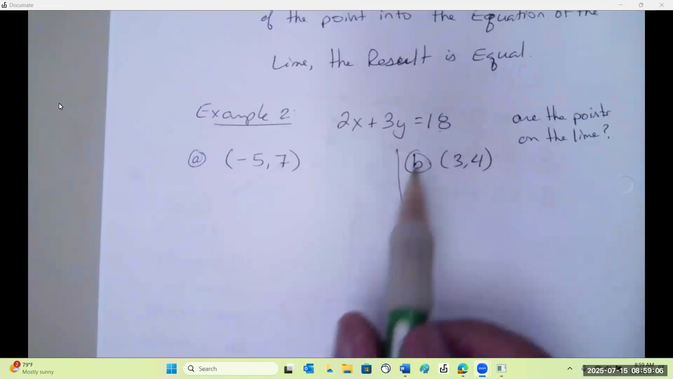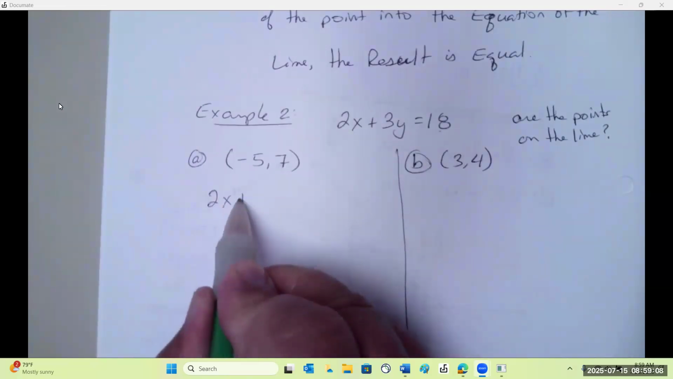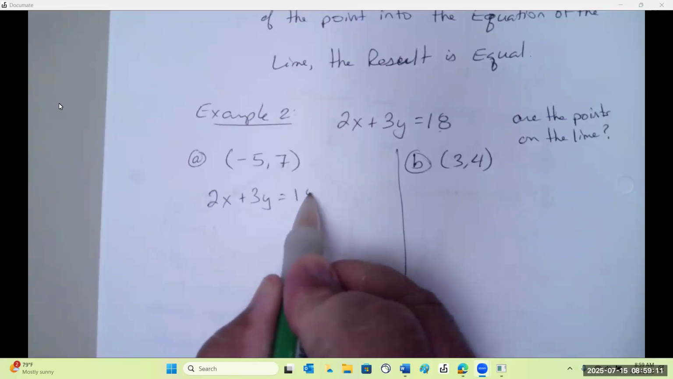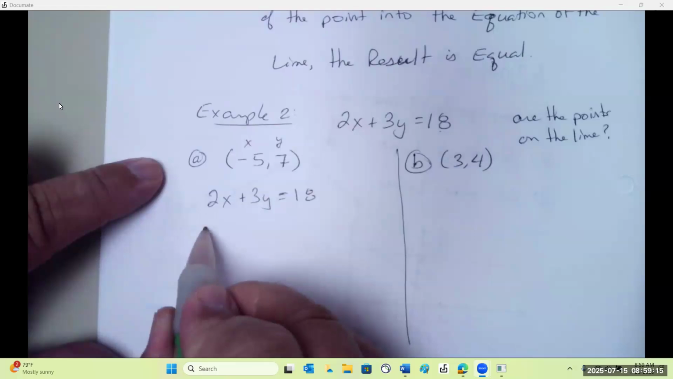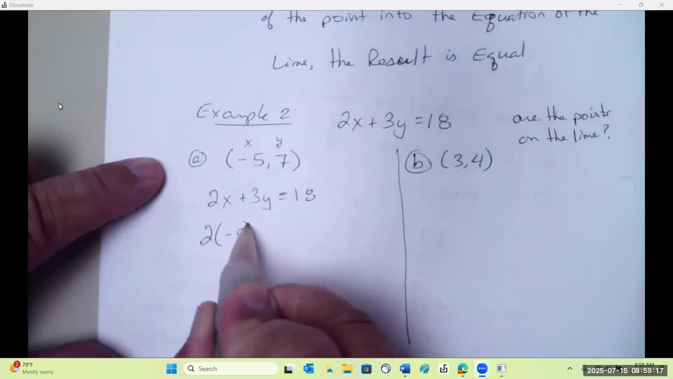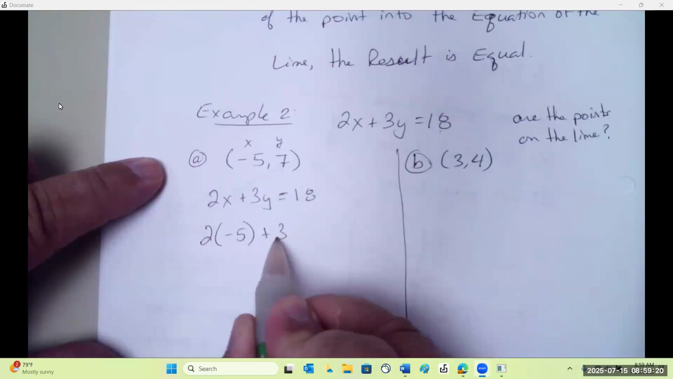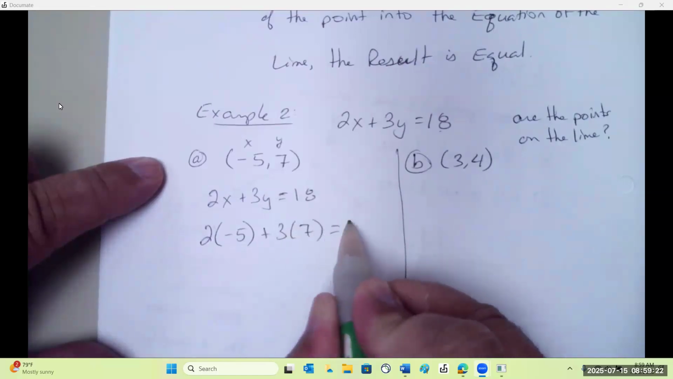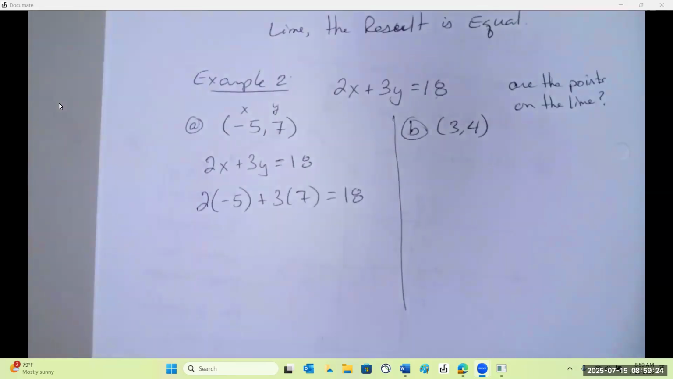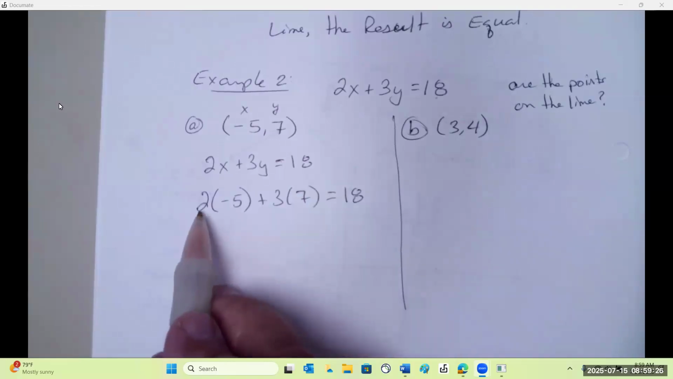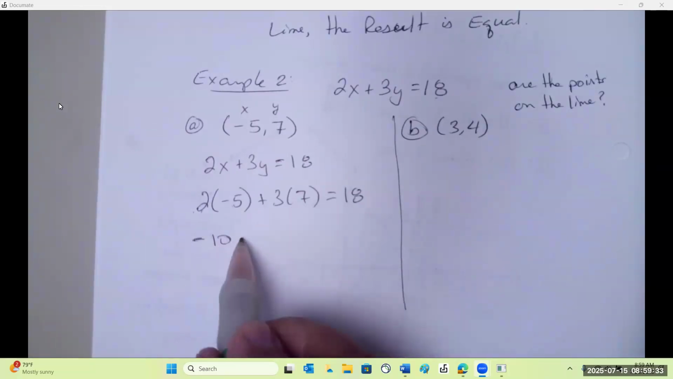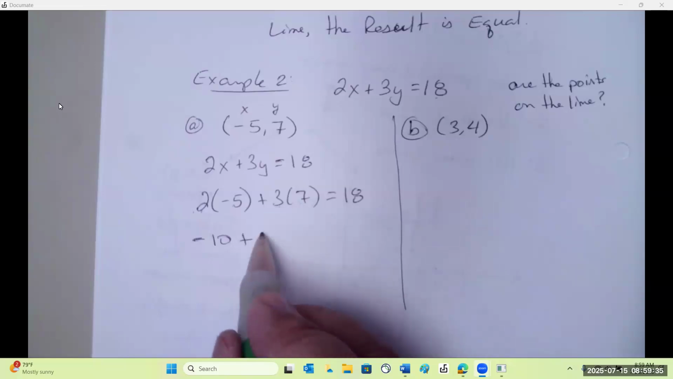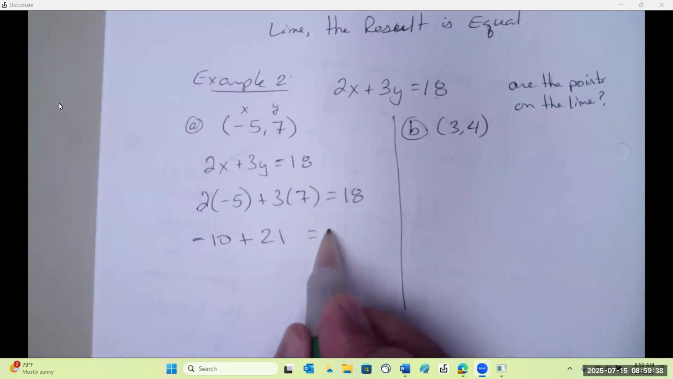So we have this equation. Plug them in. This is my x and this is my y. 2 times -5, 3 times 7 equals 18. Positive times negative is negative. 2 times 5 is 10. Positive times positive is a positive. 3 times 7 is 21.